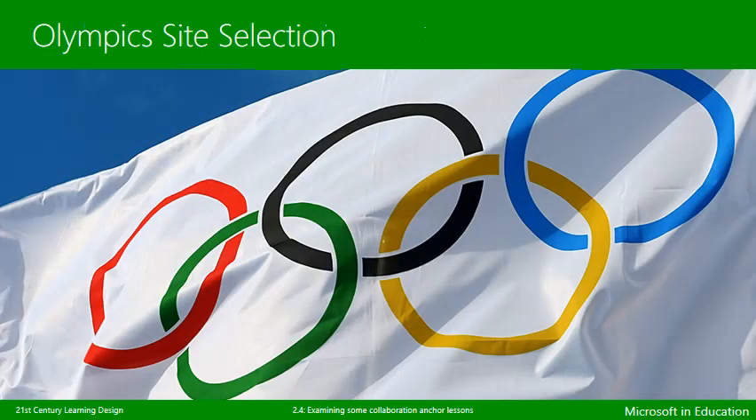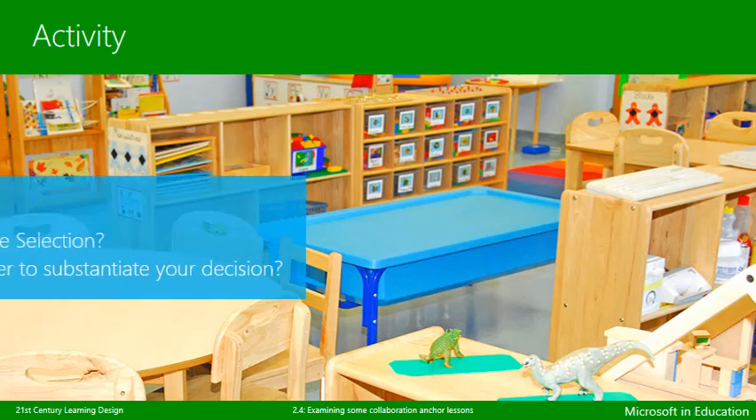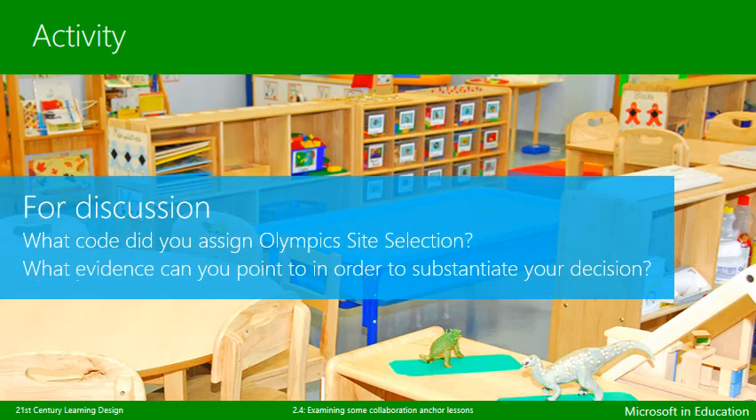Having examined Olympic Site Selection, please indicate the code you assigned this learning activity. As before, we would encourage you to join the discussion area where you can share your views on how you coded the activity. What code did you assign Olympic Site Selection? What evidence can you point to in order to substantiate your decision?